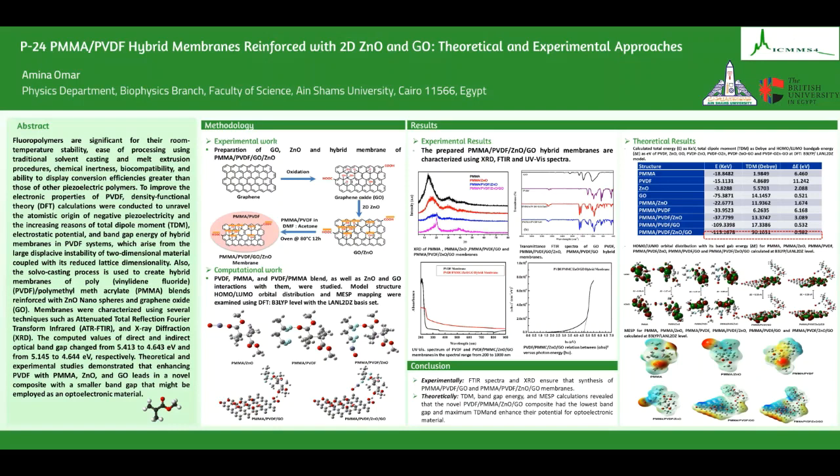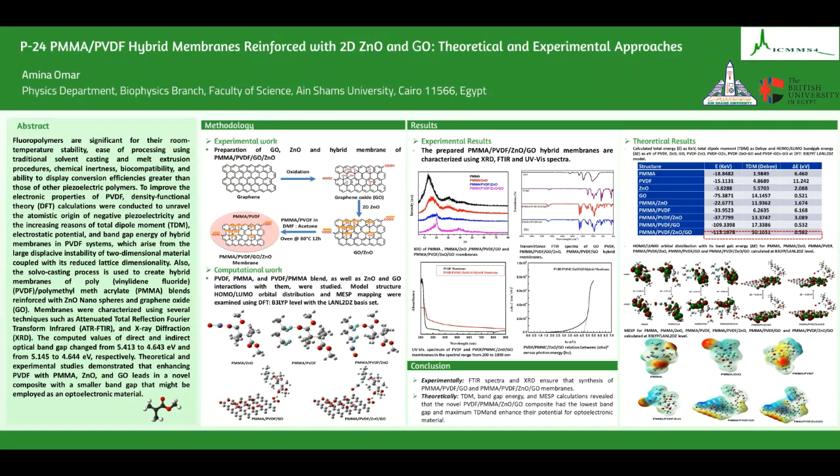The experimental work focused on the preparation of graphene oxide with zinc oxide, the hybrid membrane, and the composite membrane of polymethyl methacrylate and PVDF with graphene oxide and zinc oxide. The computational work was also done by density functional theory to obtain the molecular electrostatic potential mapping and HOMO-LUMO orbital distribution. From the experimental results, we focused on XRD, FTIR, and UV-visible to obtain the band gap. From the results, we ensured the presence of the polymethyl methacrylate PVDF graphene oxide hybrid membrane, and also the polymethyl methacrylate PVDF zinc oxide graphene oxide hybrid membrane.